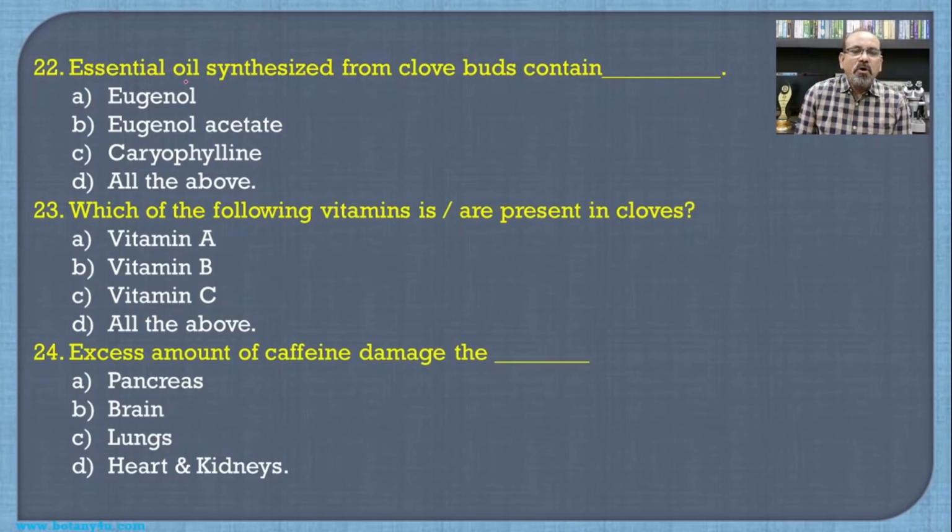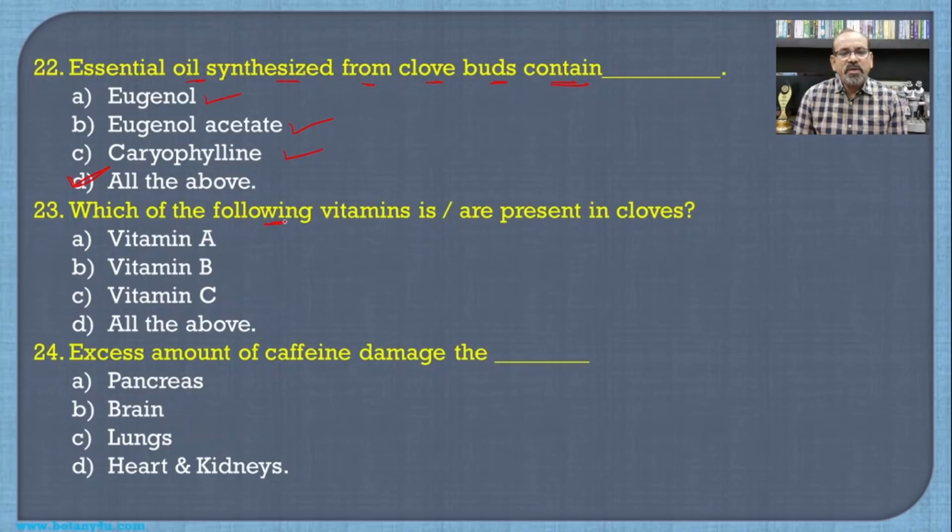Then, the essential oil synthesized from clove buds contains. If you see the clove buds and the different essential oils present in the clove, they are eugenol, eugenol acetate and caryophyllene. All these three different components are present in the essential oil of the clove, and hence all the above becomes the answer for this question.